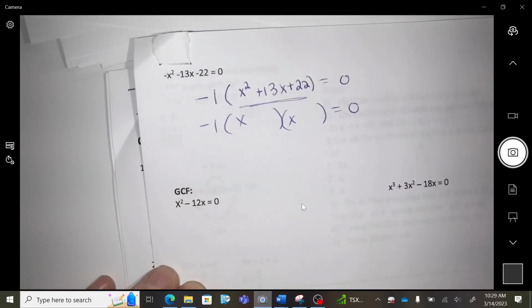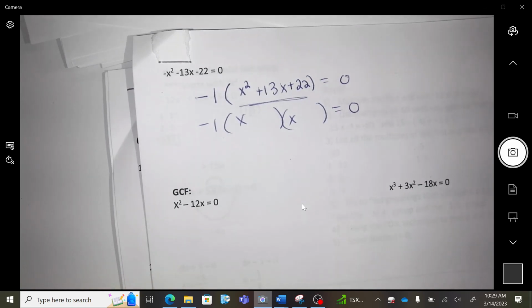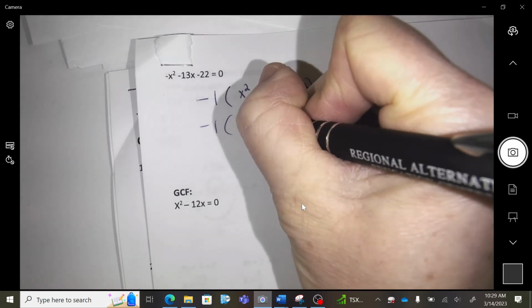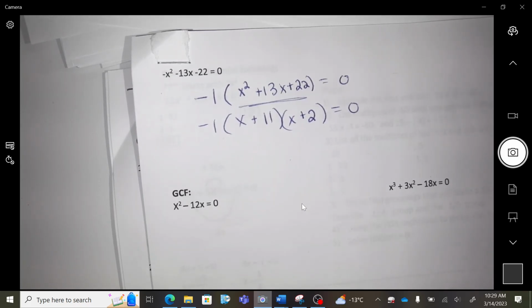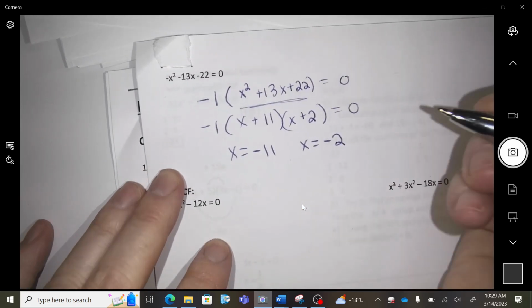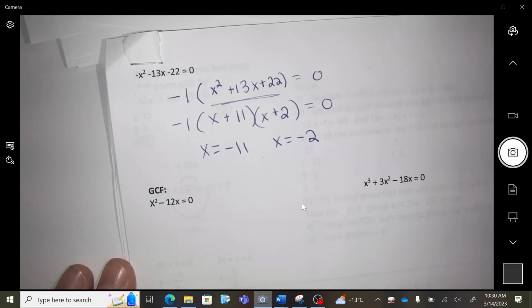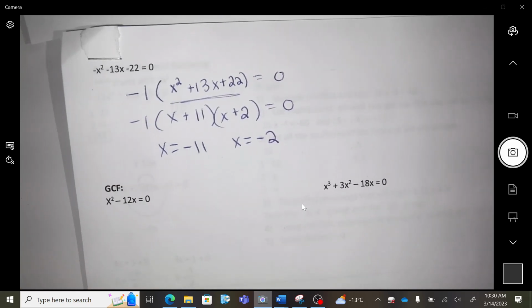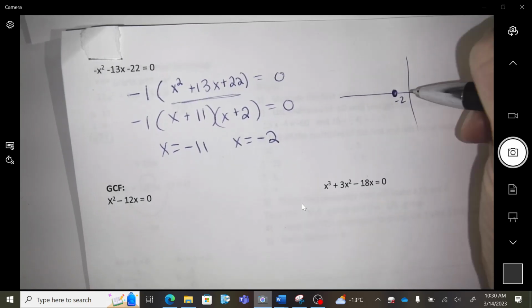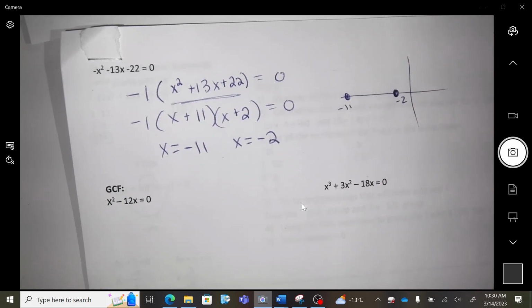x and x, something that multiplies to 22. Did you get something multiplying to 22? 11 times 2? Plus plus? So I'm going to cue up your visual here. What does it mean? There's an x-intercept at -2 and -11.